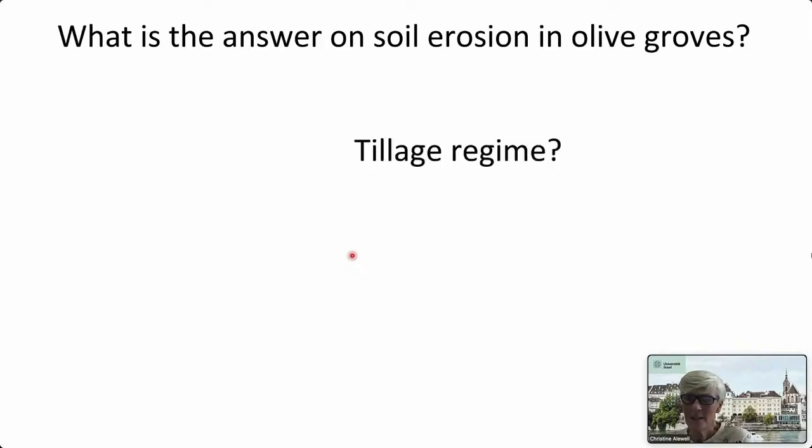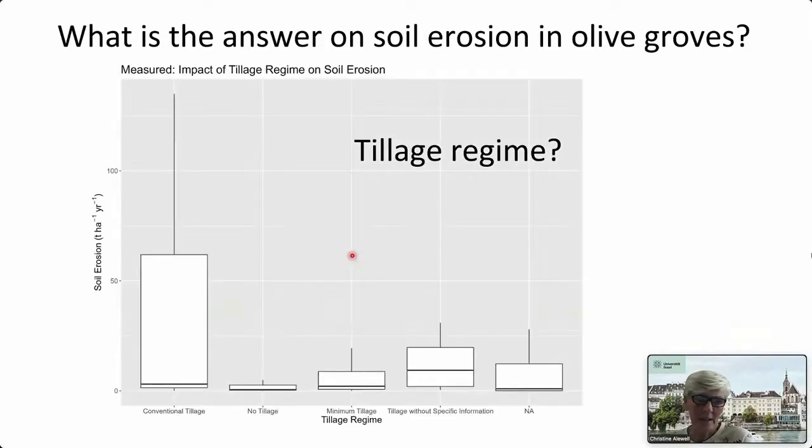You would think it's tillage regime. So if we look at tillage, yes, we have the highest values with conventional tillage, but we also have studies with very low values. If you look at the median here, the median of the conventional tillage is not really higher than minimum tillage. Then we have studies which just gave tillage as a method, with no specific information. So not really the answer.